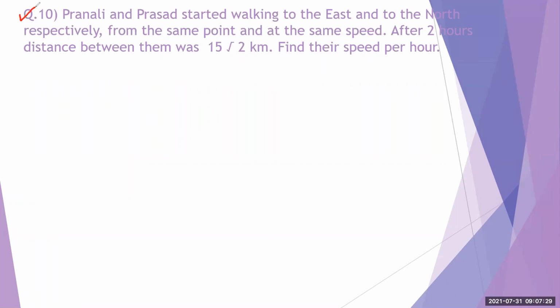So what is here? Let's see. Pranali and Prasad are walking to the east and north respectively. Respectively मतलब what? First corresponds to first, मतलब यहाँ पे जो east है वो east किसे correspond कर रहा है? That east is corresponding to Pranali. Then east के बाद north बोला है तो that north is corresponding to Prasad. So respectively from the same point and at the same speed.